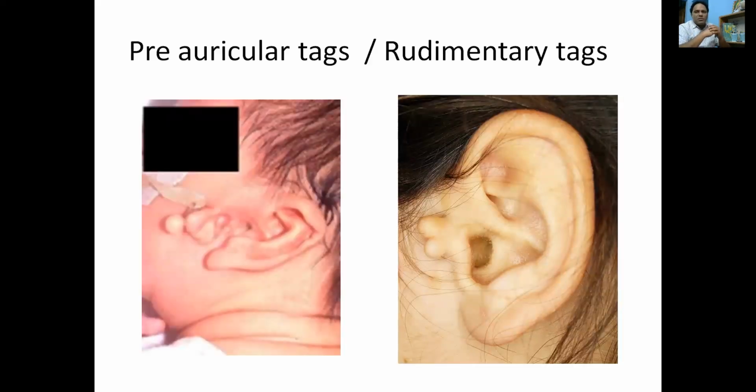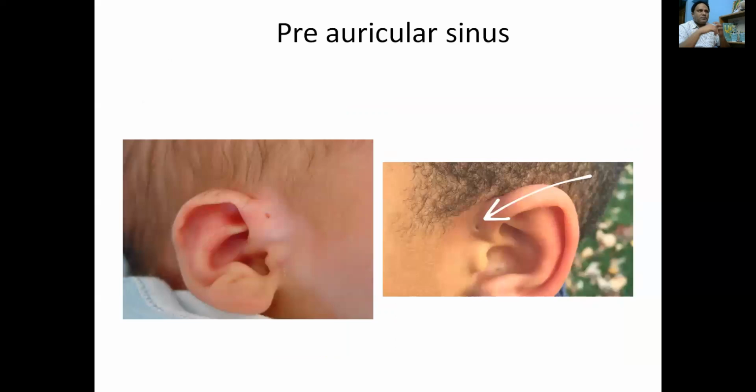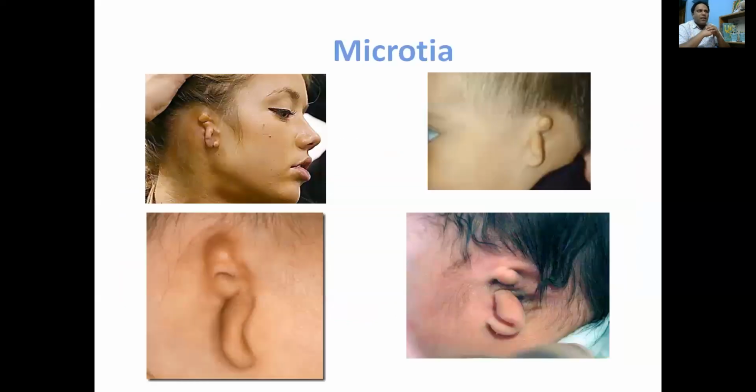These pictures show what is called a rudimentary tag or pre-auricular tag. So these are appendages, extra growth in the tragus or extra growth in the pre-auricular region. A small opening in the pre-auricular region we call a pre-auricular sinus. Microtia is otherwise called small ear or small pinna. These are some of the pictures shown.